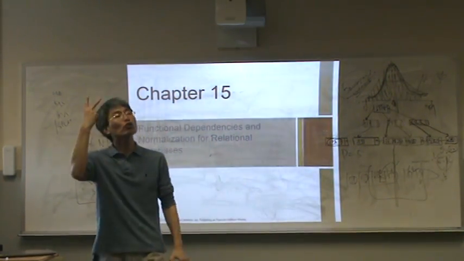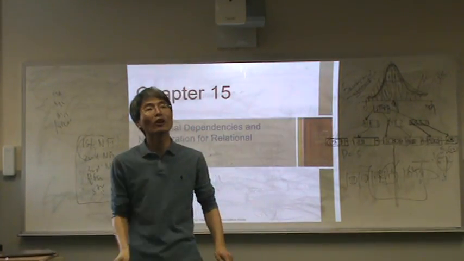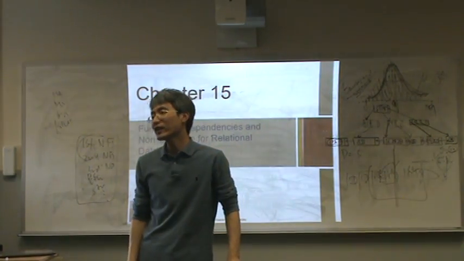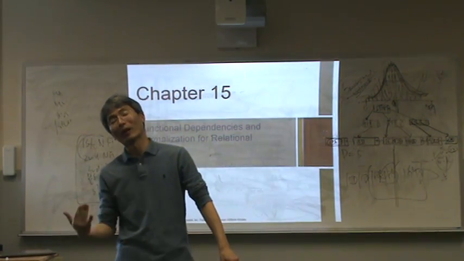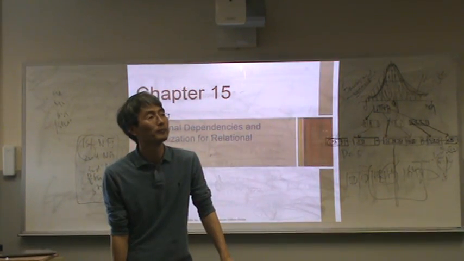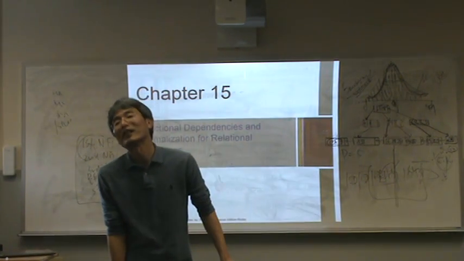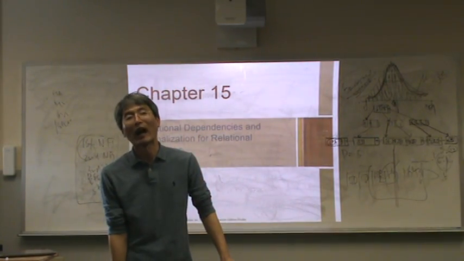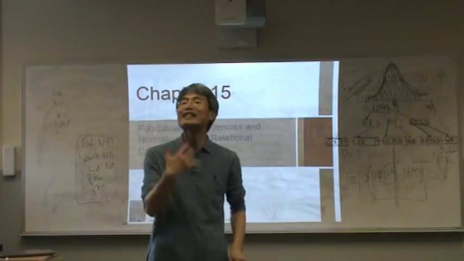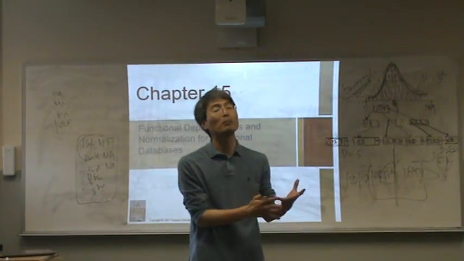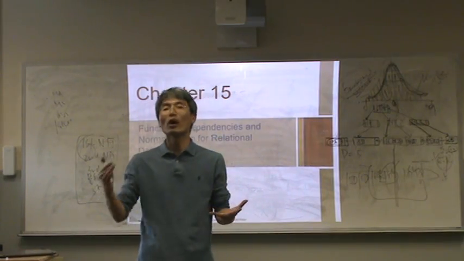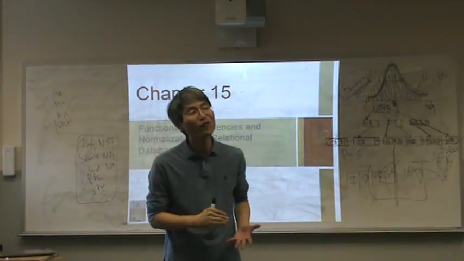Then there are two ways of normalization. One is an informal way. Another one is a formal way. Informal way means what? A non-mathematical approach. I'm going to just describe. We need this table, we need this table. It's based on guidelines. So we are going to discuss several guidelines first.